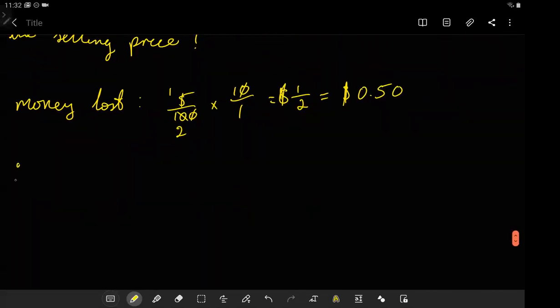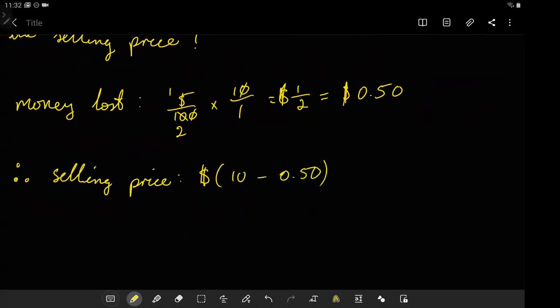Therefore, the selling price would be your $10 minus the 50 cents that you lost. Because remember, it's a loss, it's not a profit. You make a loss, so that's why we are subtracting. So 10 minus 50 cents is $9.50. And that's how we do this problem.